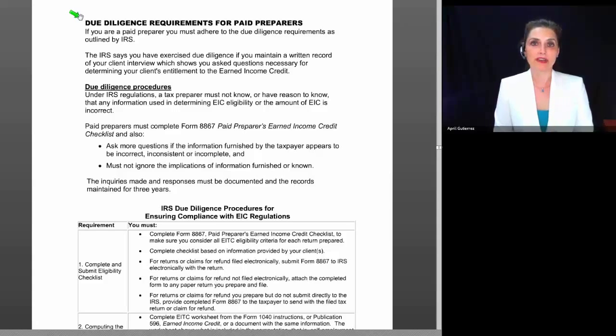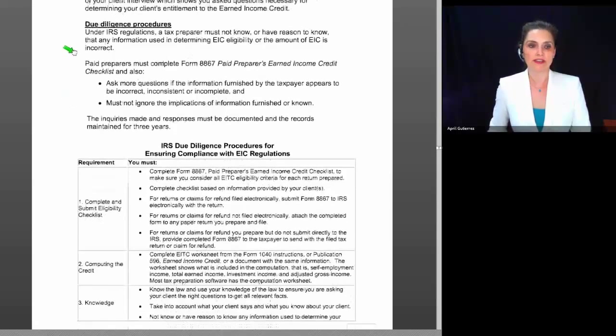So we're going to spend quite a bit of time talking about due diligence here for the last part of today's class. If you are a paid preparer, you must adhere to due diligence requirements as outlined by the IRS. And the IRS says you have exercised due diligence if you maintain a written record of your client interview, which shows you asked questions necessary for determining your client's entitlement to the earned income credit.